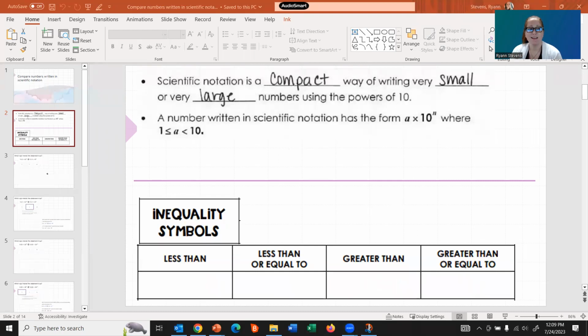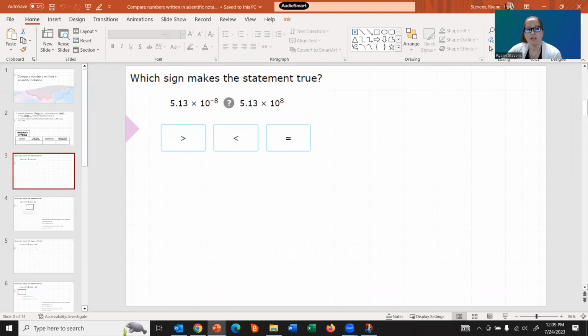All right, let's take a look at an example of this. So our first question is going to say which sign makes the statement true? And we have this number 5.13 times 10 to the negative 8th power. And then we have 5.13 times 10 to the positive 8th power. We have to compare these using the signs that are given below, which this first sign we have is our greater than symbol. So this would say that the first number is greater than the second number. The second sign we have is our less than symbol, which would mean that the first number is less than the second number. Or we have an equal to sign if they're equivalent to one another.